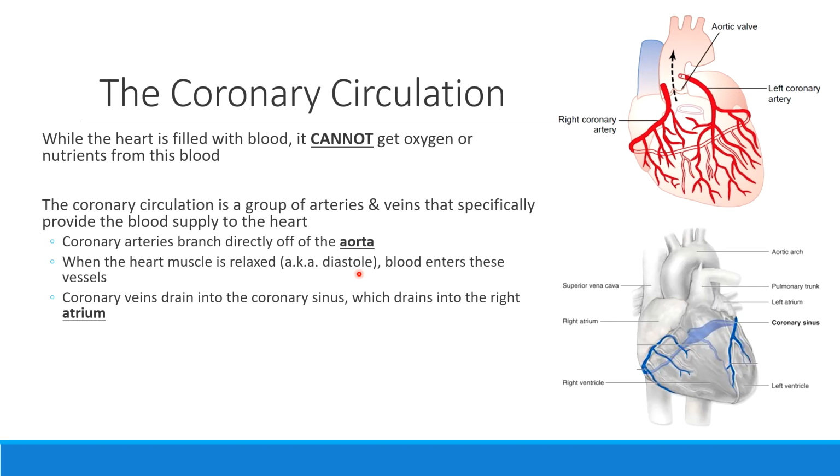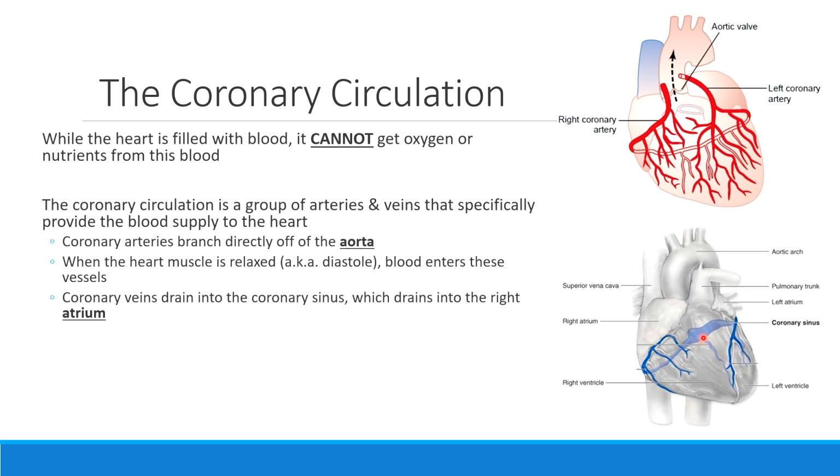Once the oxygen and nutrients are out of this blood, now this blood is oxygen poor, we need to get rid of it using veins. So the coronary veins are what gets rid of the oxygen poor blood from that muscle tissue on the outside of the heart. The coronary veins drain into something called the coronary sinus, which is this really big vein that we see here on the back of the heart.